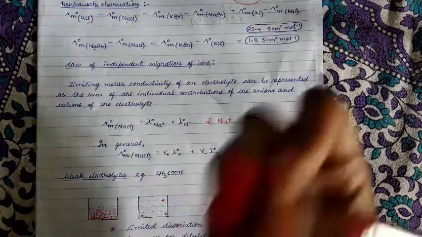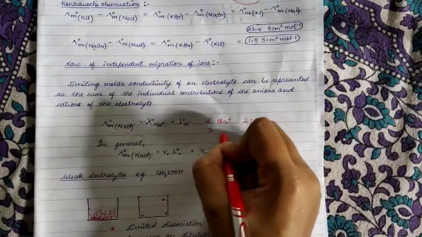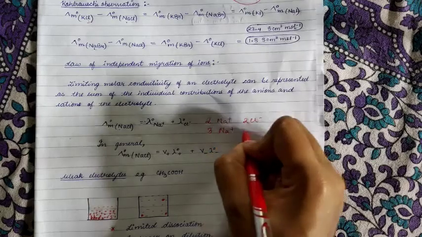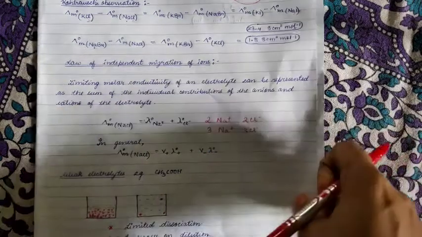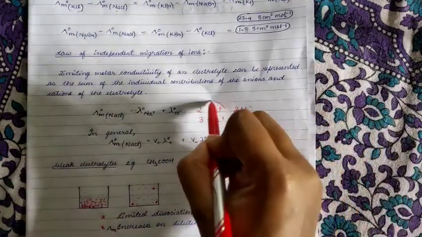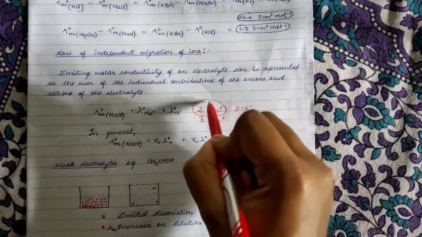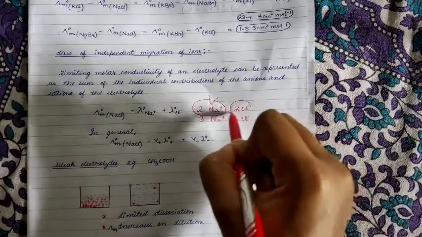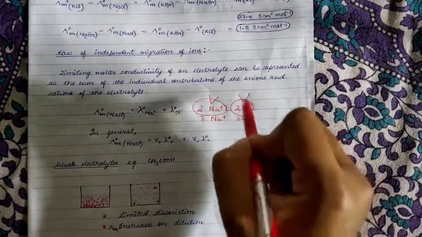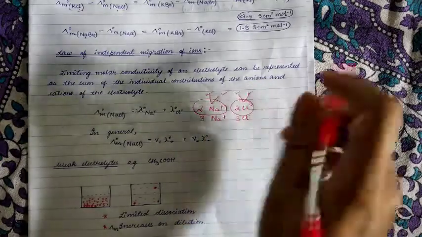If you talk about 3 moles of sodium chloride, you will get 3 moles of sodium ions and 3 moles of chloride ions. So it means what? You have to add the individual contributions of 2 ions, sodium and chloride. Total 4 ions you will get.